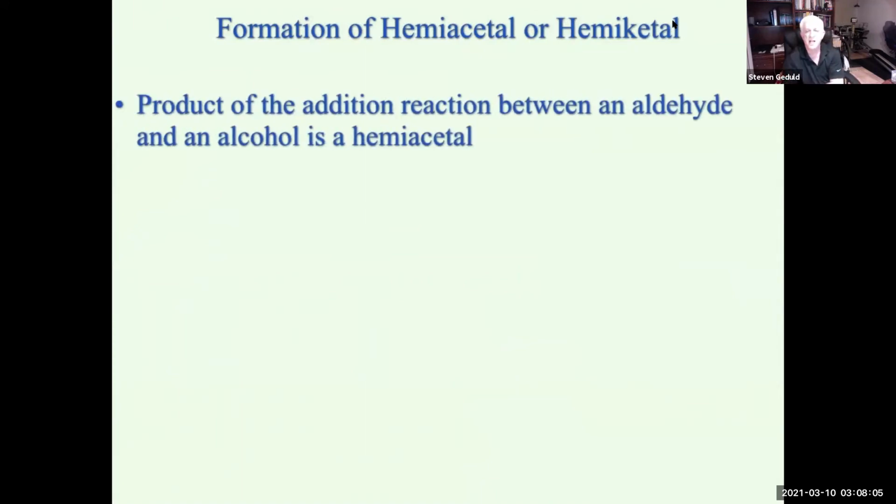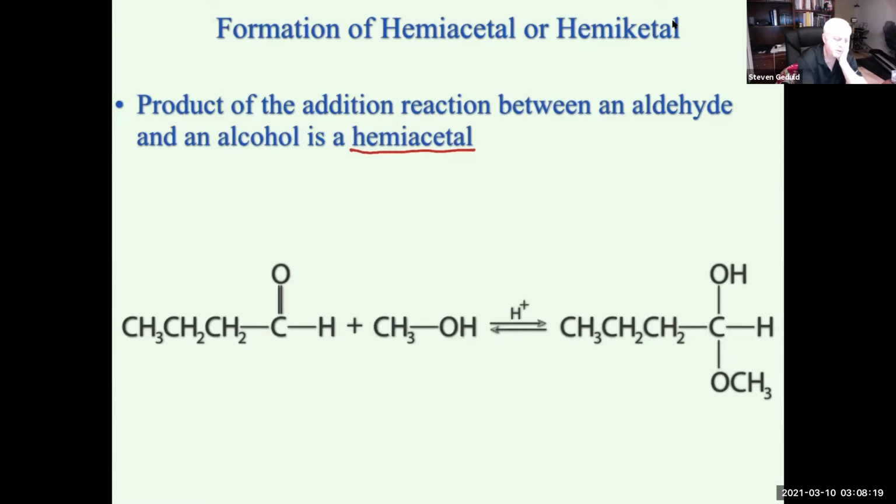All right, so formation of hemiacetyl and hemiketyl. So the product of the addition reaction between an aldehyde and an alcohol is a hemiacetyl. Okay. So here's your aldehyde. Here's your alcohol. The first step is to add across this double bond. So just think of it as two hydrogens, except the one hydrogen being replaced with an OR group.